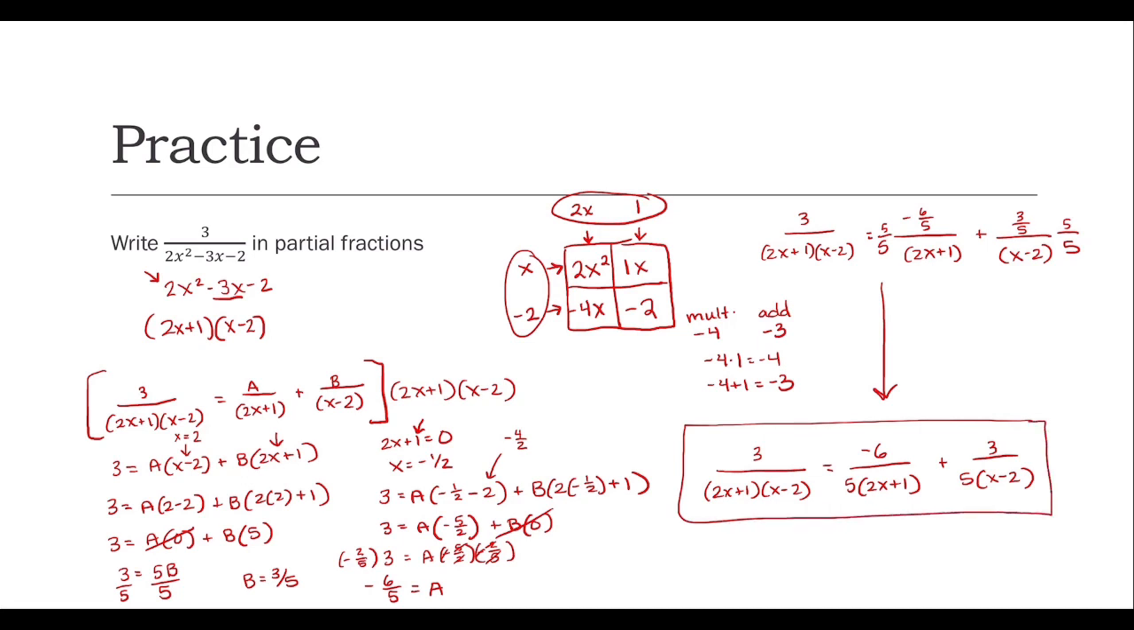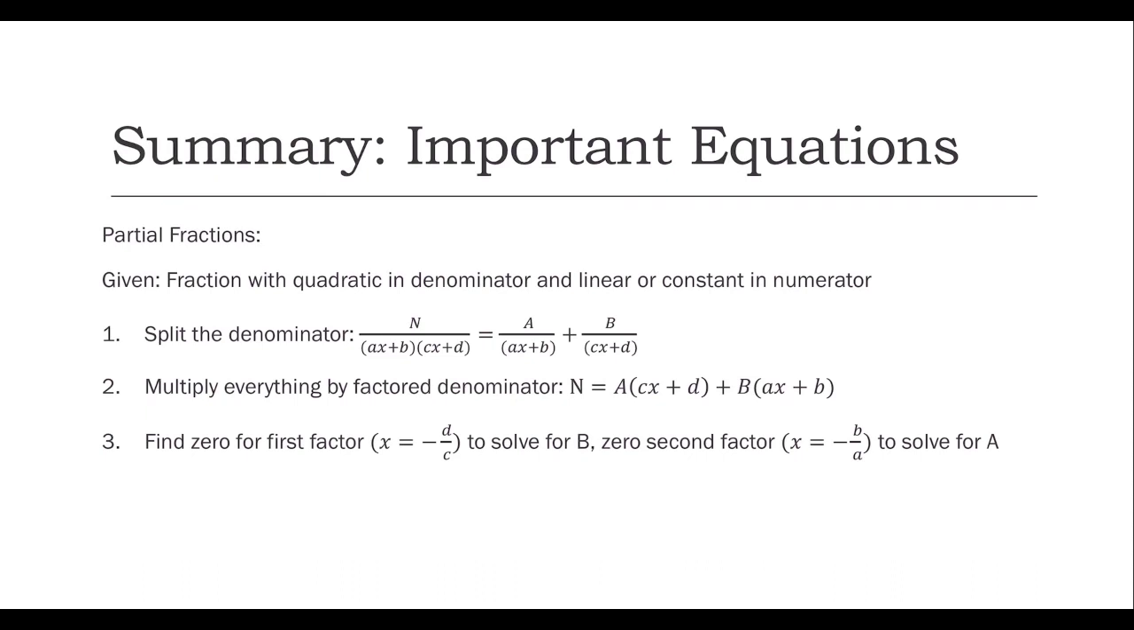So these partial fractions will be useful in some of the later calculations we'll do with calculus and things like that. In summary, when solving for partial fractions, you'll be given a fraction with a quadratic in the denominator and a linear or constant in the numerator. You'll first split the denominator into its factored form and then write two separate fractions with a over the first factor plus b over the second factor.